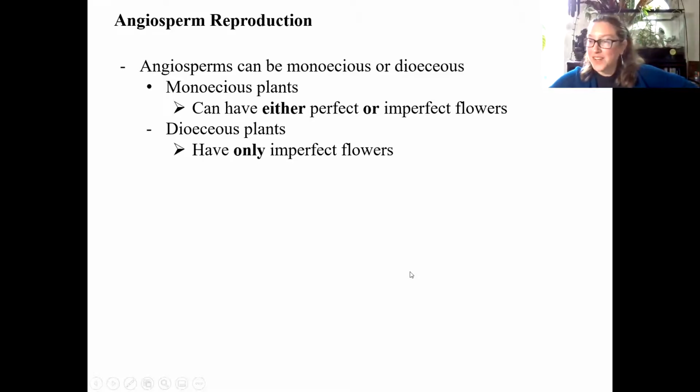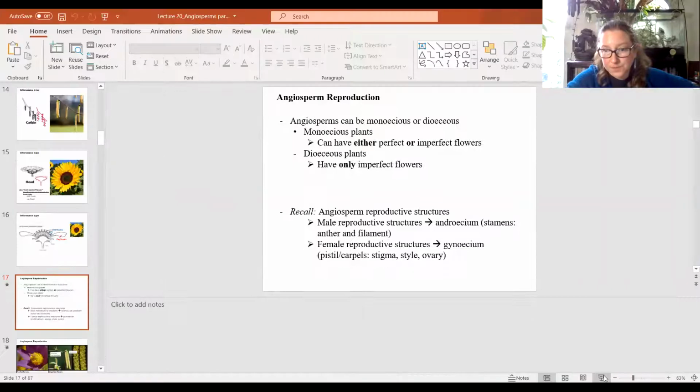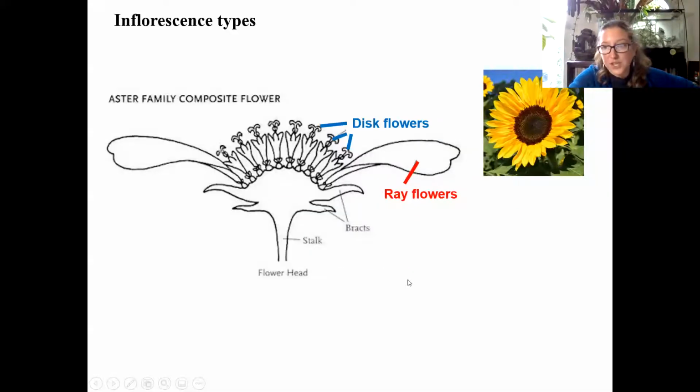All right, how are we doing on time? All right. So the rays have male or female parts. Oops, did not mean to do that. Let's go back. Good question.